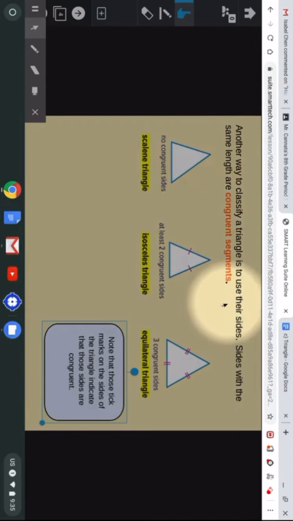Some other way to classify triangles is by their sides. Sides of the same length are called congruent. So again, same length, congruent. Copy down what I asked you to fill in. I would maybe write this on the sheet so you have it. Anything that I say in the video that's important, write it down. This is kind of how you're going to take notes on your own.